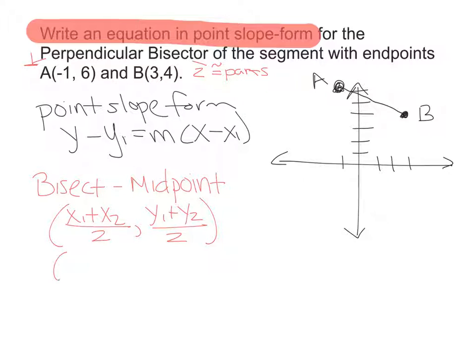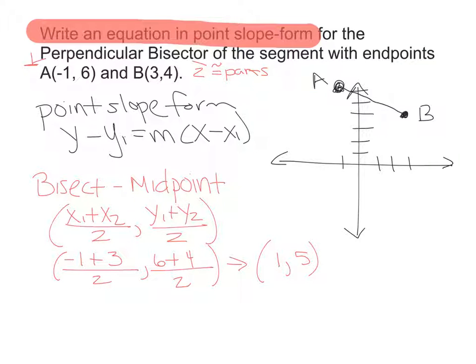So in order to find the midpoint, we take our x values, -1, plus our other x value, 3, all over 2, comma, y1, which is 6, and the order you add doesn't matter, but I'm just going by the formula, plus 4, all over 2. And so when I simplify this, we get -1 plus 3 is 2 over 2, which is 1. And 6 plus 4 is 10 divided by 2, which is 5.